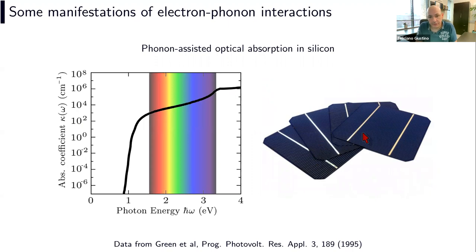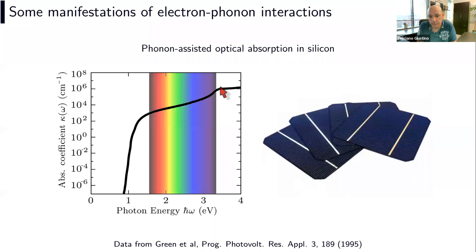And you know that silicon is an indirect gap semiconductor, meaning that there is a first fundamental gap at about one electron volt, so 1.1. And that's an indirect gap between the gamma point and the X point approximately. And then there is a direct transition between gamma and gamma at about 3.3 electron volts.